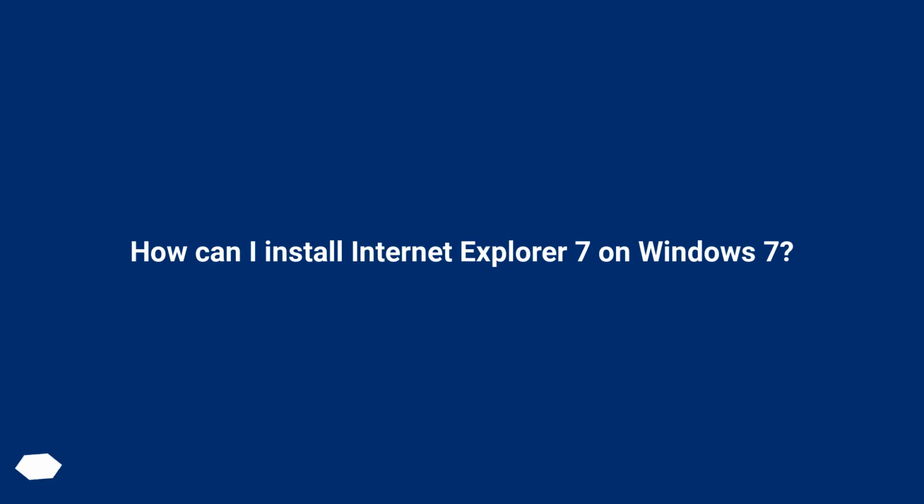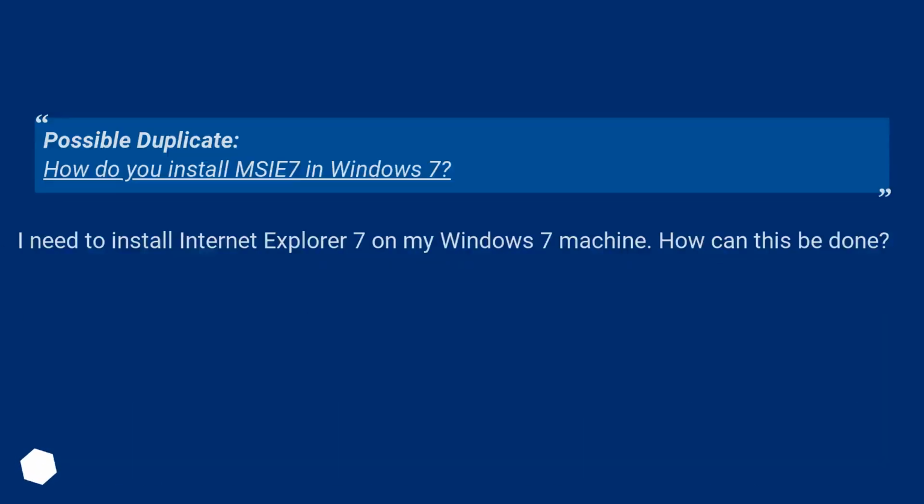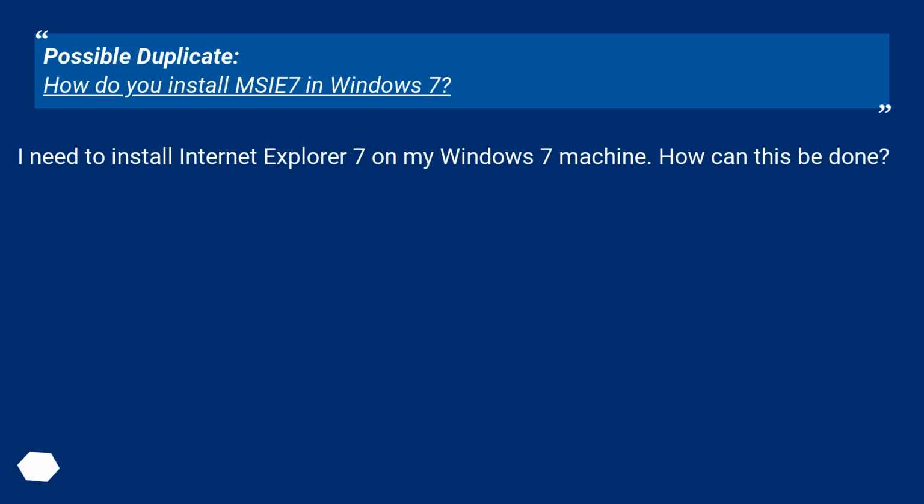How can I install Internet Explorer 7 on Windows 7? Possible duplicate: How do you install IE7 in Windows 7? I need to install Internet Explorer 7 on my Windows 7 machine. How can this be done?